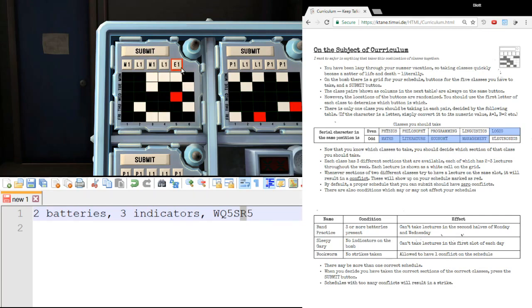P or E, that would be programming or economy. We want E for economy. Ta-da! That gives us the correct classes. M, L, M, L, E.